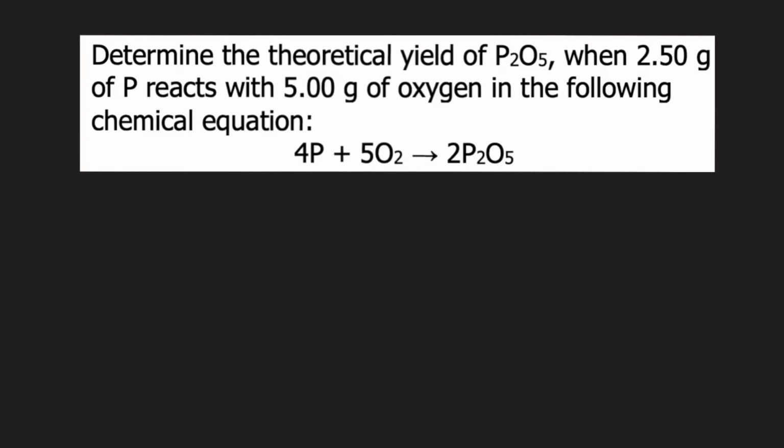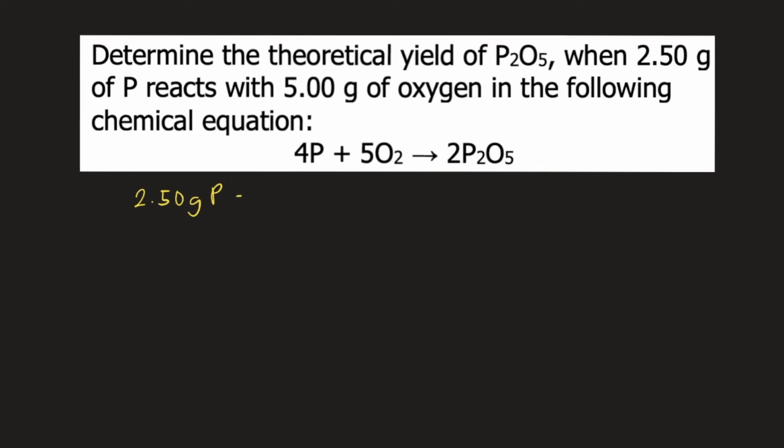Determine the theoretical yield of P2O5 when 2.5 grams of phosphorus reacts with 5 grams of oxygen in the following chemical equation. So the balanced reaction is written below. So what you need to do in order to solve this problem is to compute for the amount of P2O5 produced by each reactant. So we have 2.50 grams of phosphorus and 5 grams of oxygen. So let's start first with 2.50 grams of phosphorus.